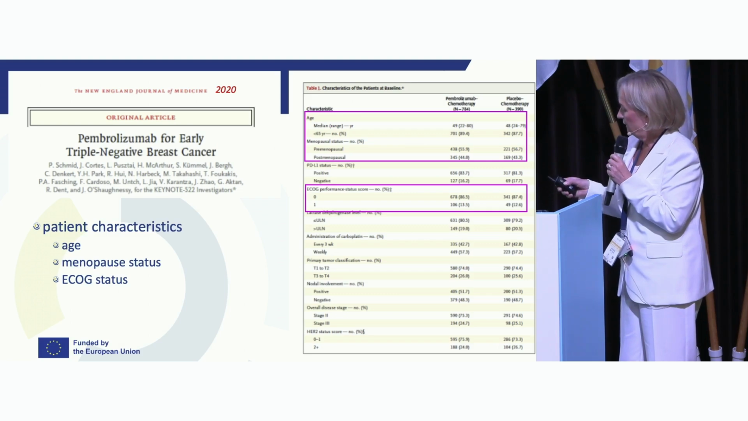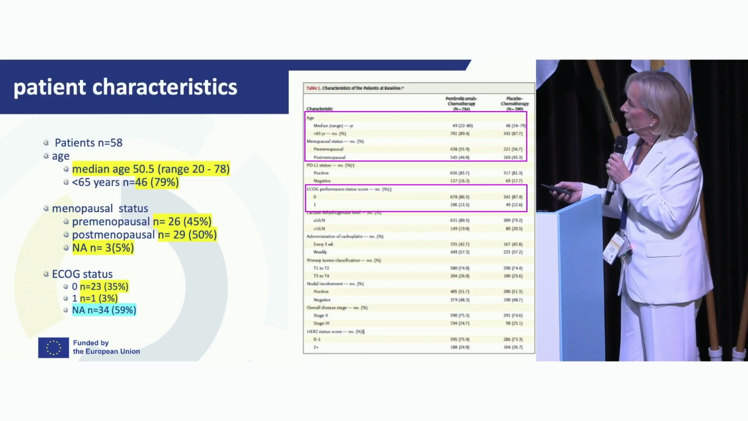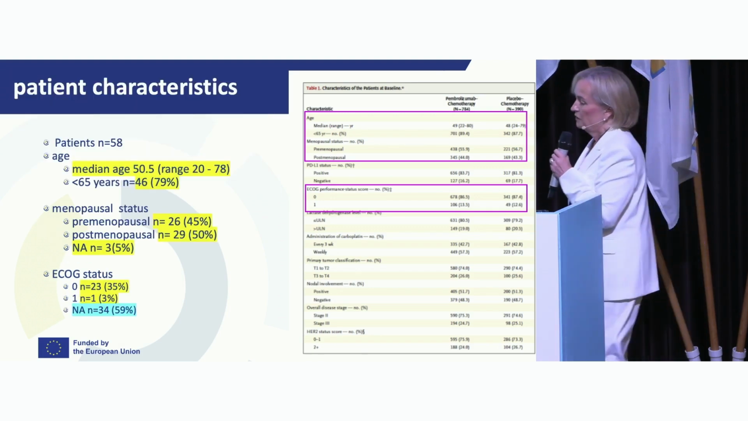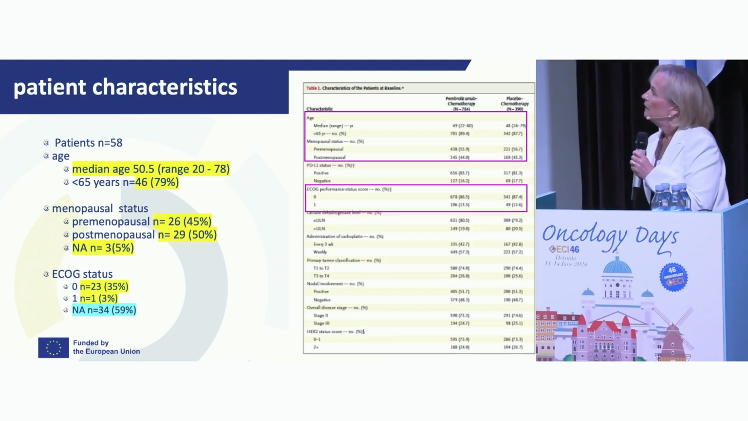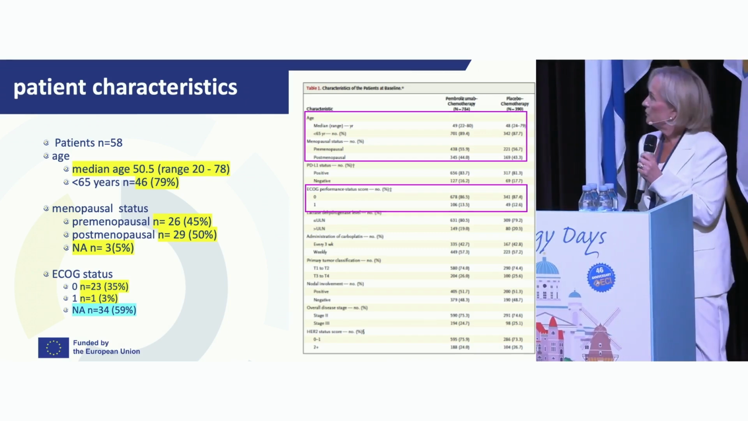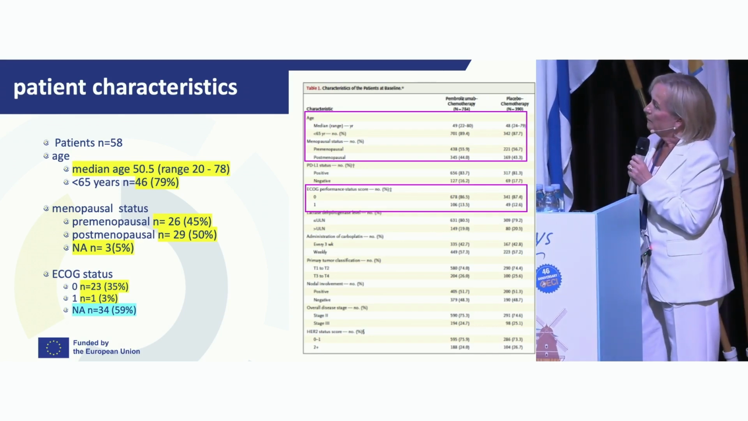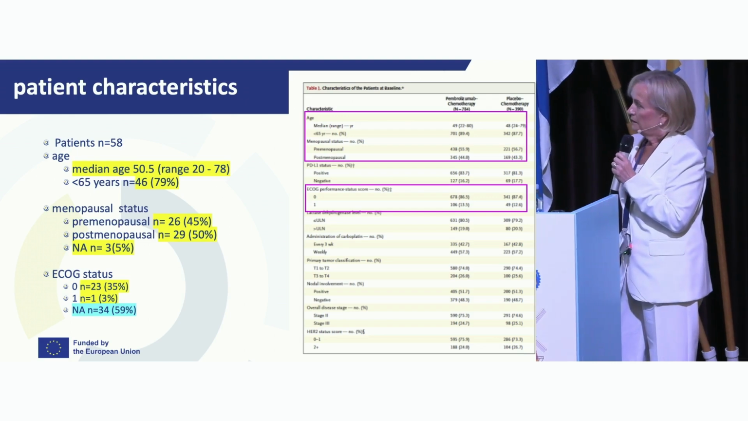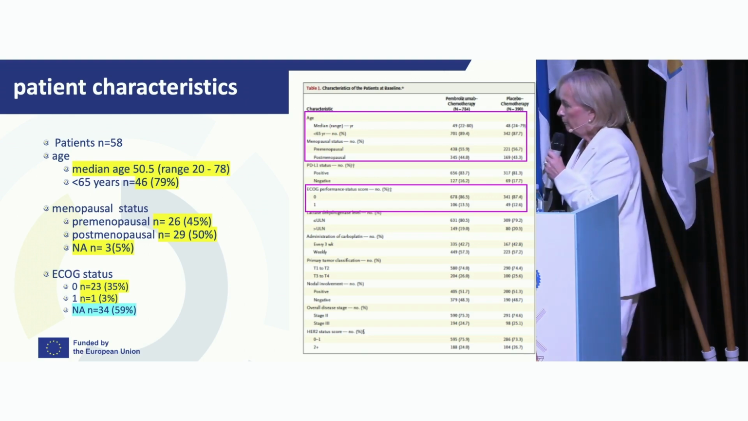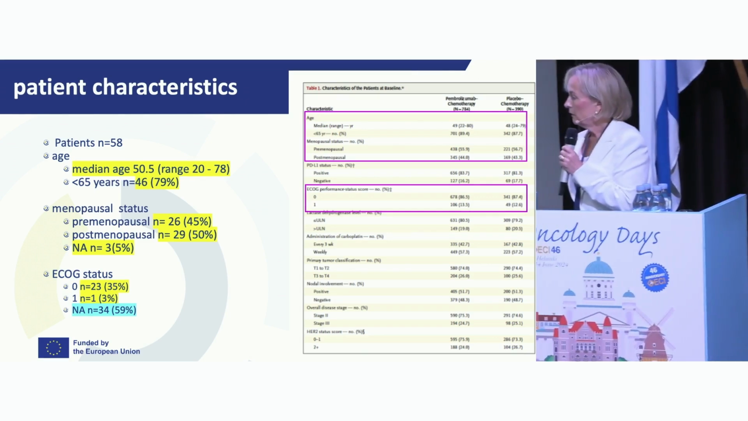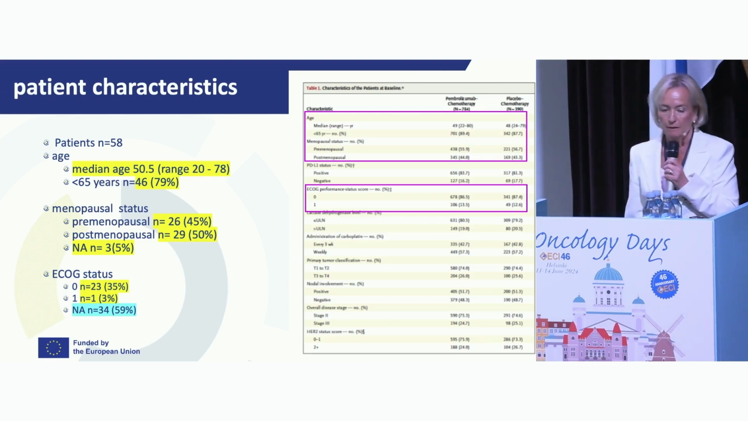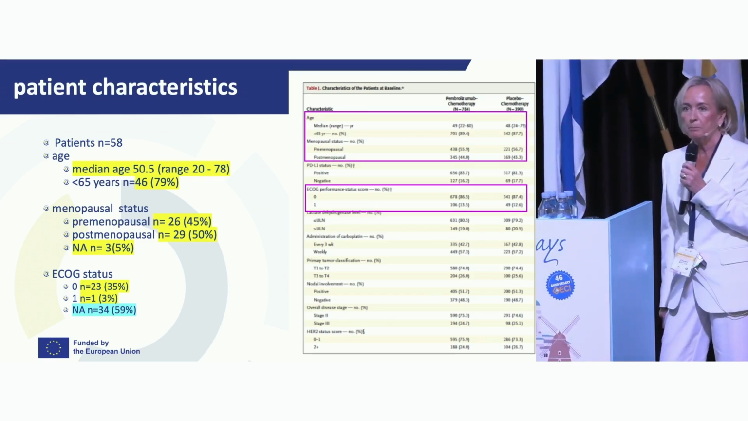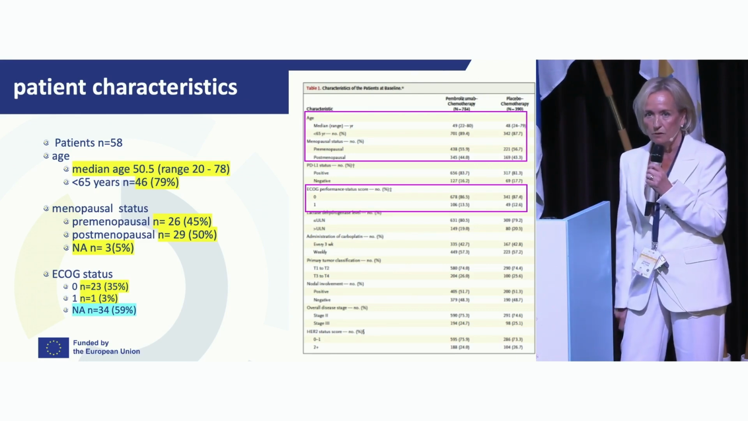And here you can see the results at HUS. So in our patient group, this includes all patients. So the median age was a little bit higher than in the publication. And well, the menopausal status was almost the same. But here you can see that the ECOG status at the bottom was pending in 60% of the patients.